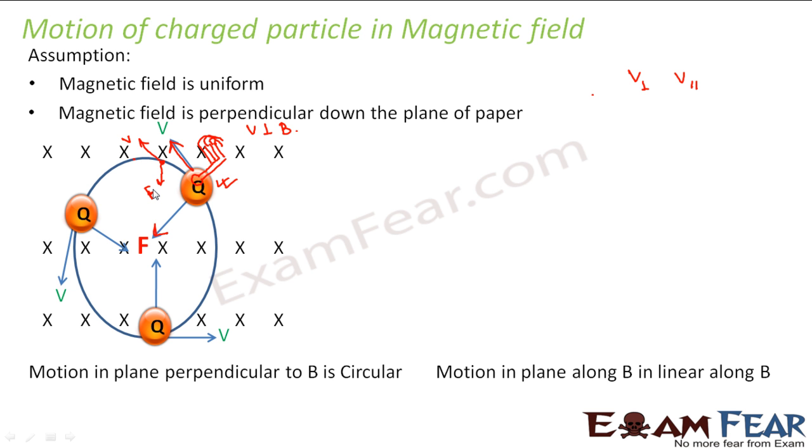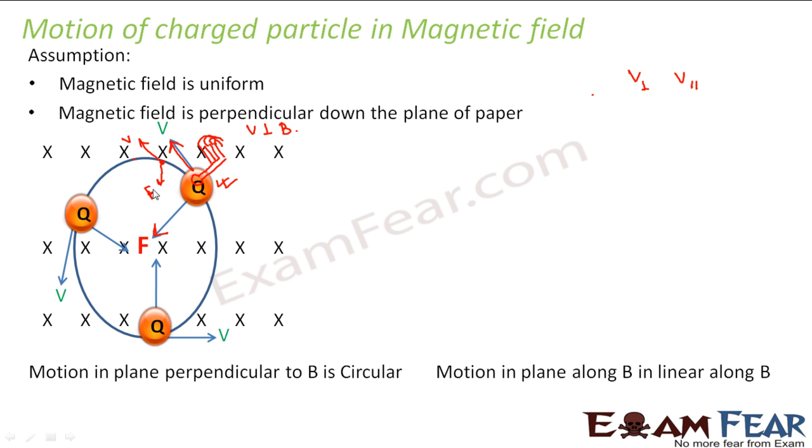Are you understanding the logic why the particle will move in a circular path? Because the force acting on the particle, the magnetic force, the force which acts on the particle as soon as it enters the magnetic field, is always acting inwards. So it is trying to bring the particle inward, but the particle has some velocity which is tangential.